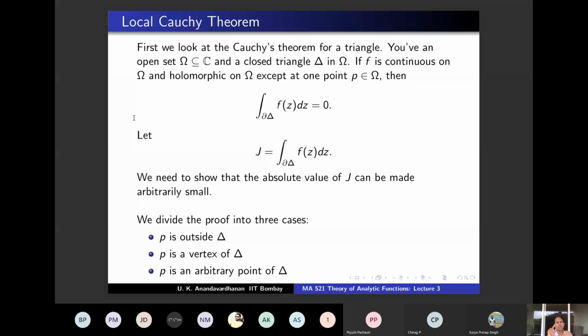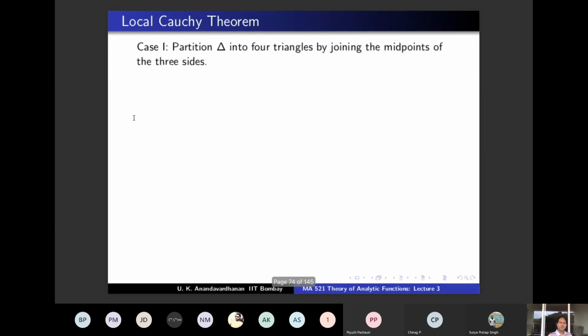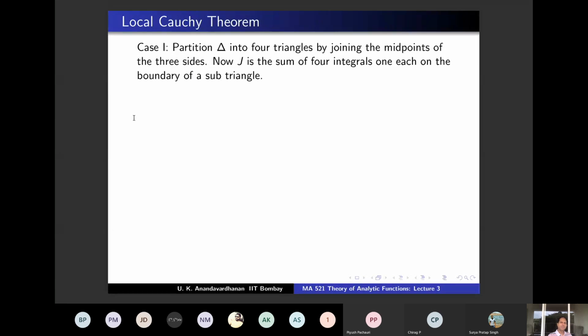What will be the integral J, which is on the boundary of the bigger triangle? It will be integral along one small triangle plus integral along one more plus integral along one more plus integral along one more, right? By cancellations. Inside the edge inside this bigger triangle will have one orientation and the other orientation it will get cancelled. So finally, J is nothing but the integral on the boundary of all these 4 triangles. Okay, you're with me on this? So case 1, partition this into 4 triangles, and J is the sum of 4 integrals, each on the boundary of a subtriangle.